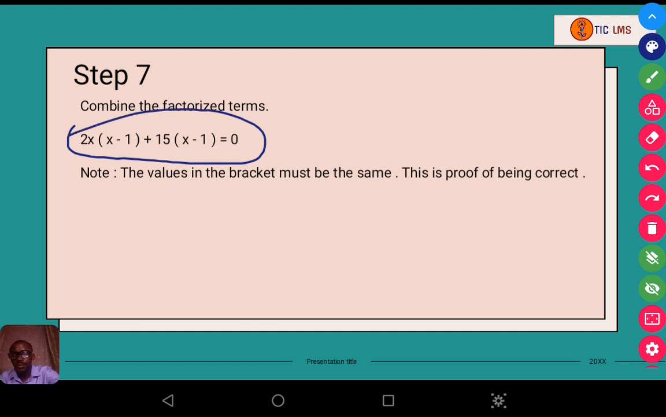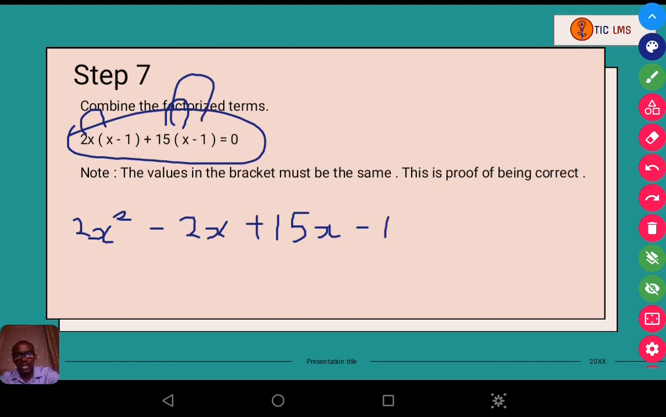By the time you multiply out, like saying 2x multiplied by x, you're going to have 2x squared. 2x multiplied by 1, you're going to have 2x. Okay, and then 15 multiplied by x, you're going to have plus 15x. And then 15 multiplied by negative 1, you're going to have negative 15.